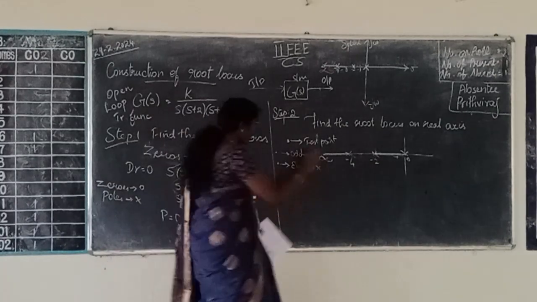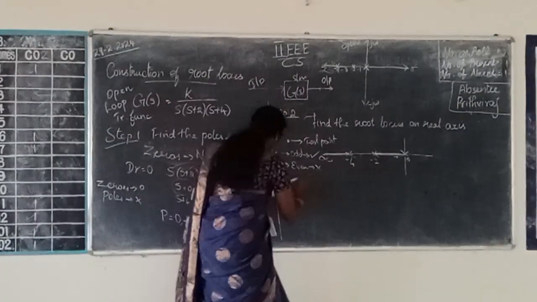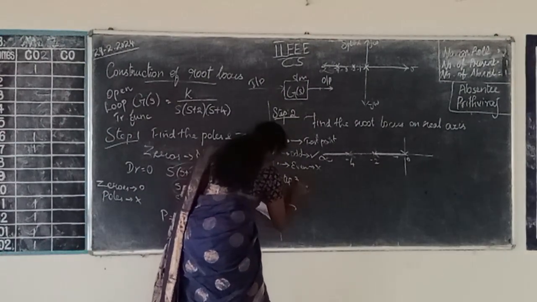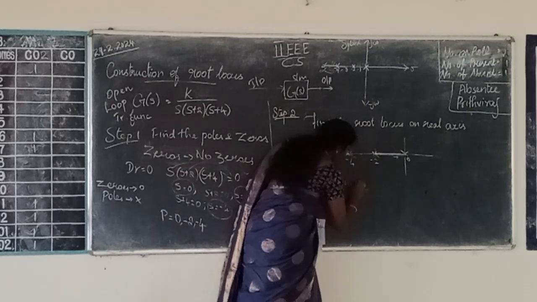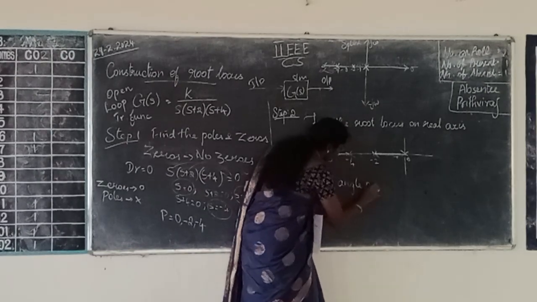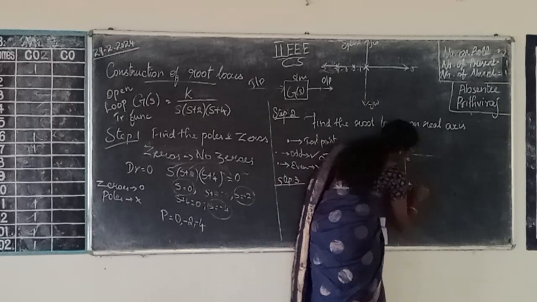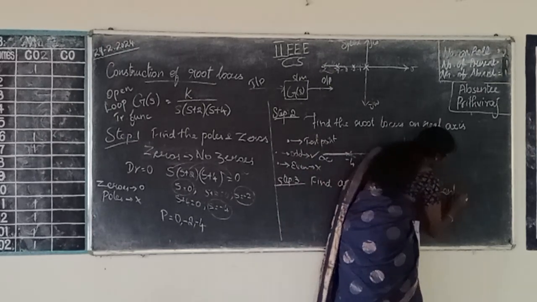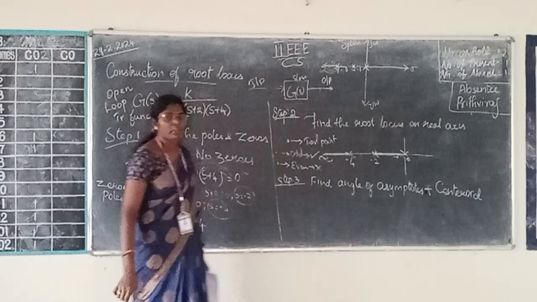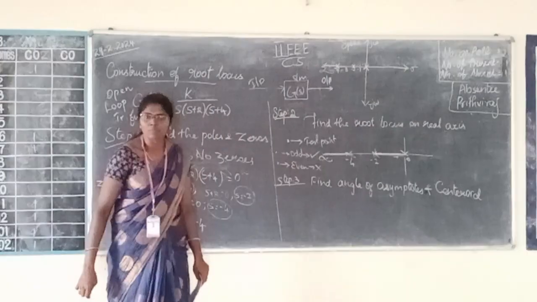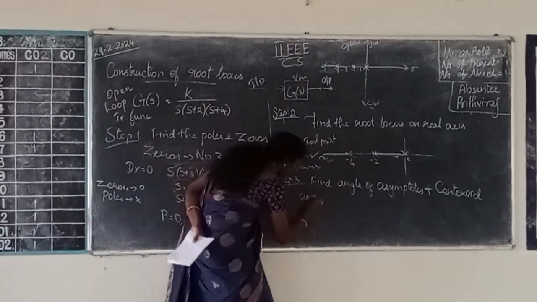Next step, after finding the root locus on the real axis, step number 3: find the angle of asymptotes and centroid. What I am going to do is find out the angle of asymptotes and centroid. To find this, I am going to follow the formula.